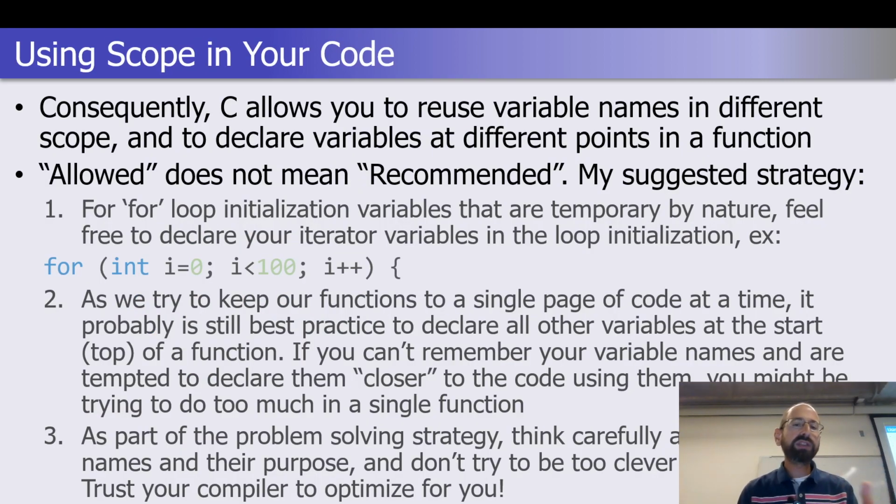The other place we tend to see that as kind of a shortcut for defining variables is with these for loops. C allows you to reuse variable names at different points in different scope and declare them at different points in a function. By and large, this is just my opinion, best practice is still to define your variables at the start of your function. Here are the variables my function is going to need. I'm going to define them at the top.